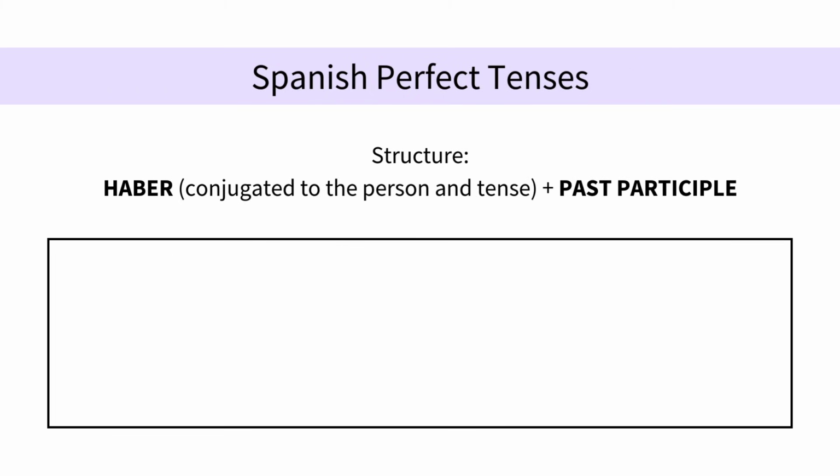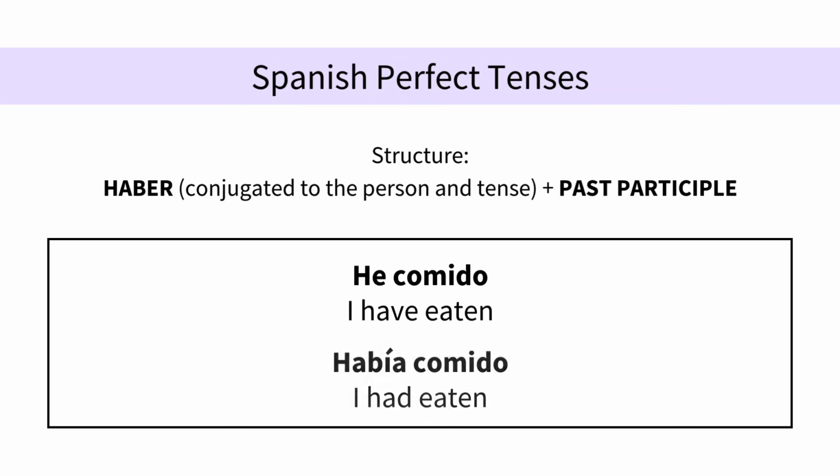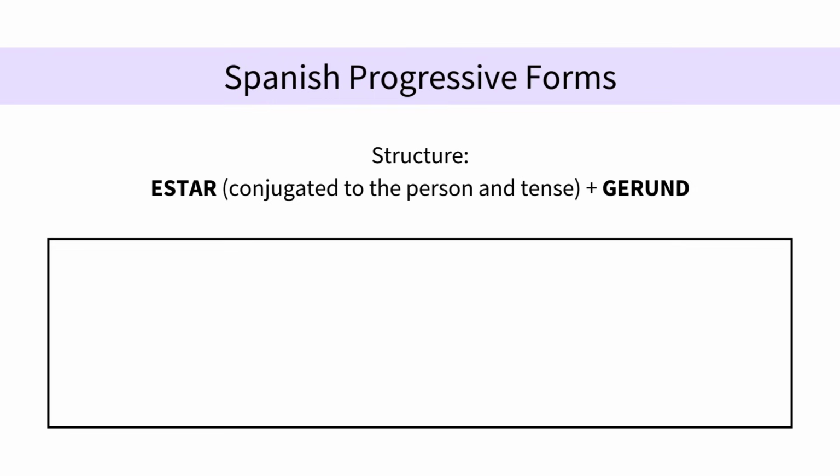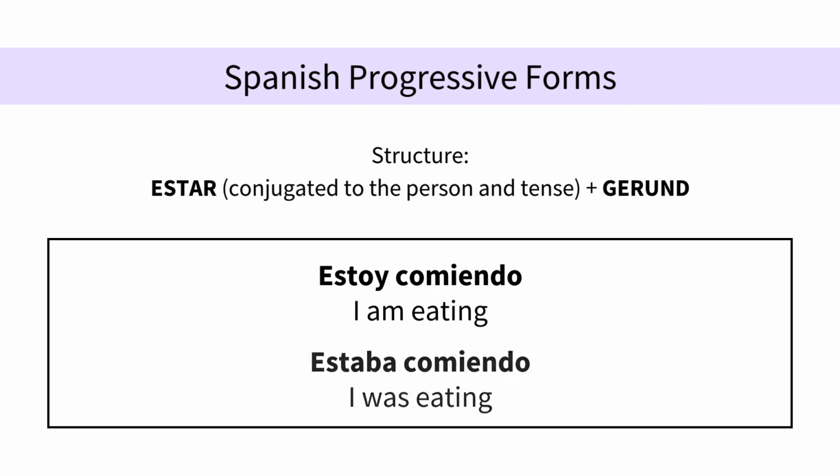So to recap, for the perfect tenses, we're going to use haber as the helping verb, and that's the one that gets conjugated. And then we'll add the participle. For example, I have eaten, he comido. I had eaten, había comido. And for the progressive forms, we're going to use estar, and that's the verb that gets conjugated, plus the gerund. For example, I am eating, estoy comiendo. I was eating, estaba comiendo.